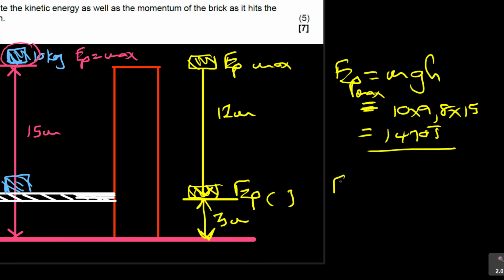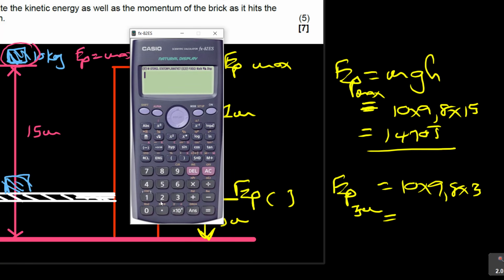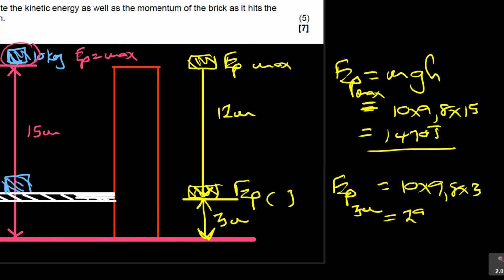So now we can have EP at that 3 meters, just want to show you, is equal to 10 times 9.8 times 3. And then we can now find that potential energy at that 3 meters. So it is 10 times 9.8 and then times 3, which is equal to 294 joules.